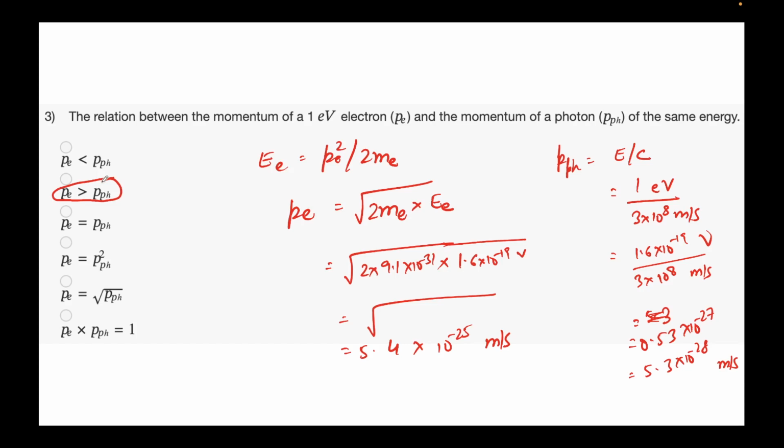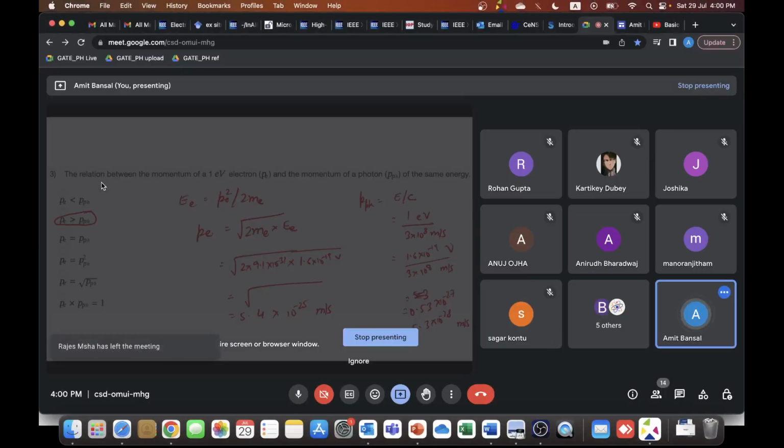Any comments or questions regarding the photon or an electron and the De-Broglie wavelength? I'll wait for your comments, and then we'll go ahead for the next set of problems.